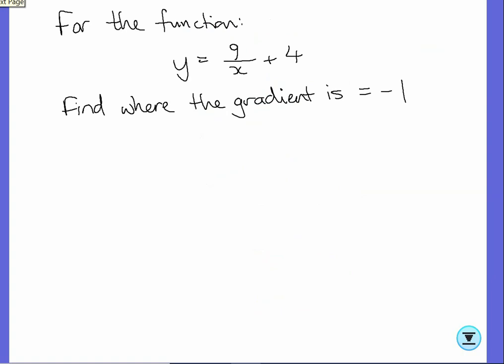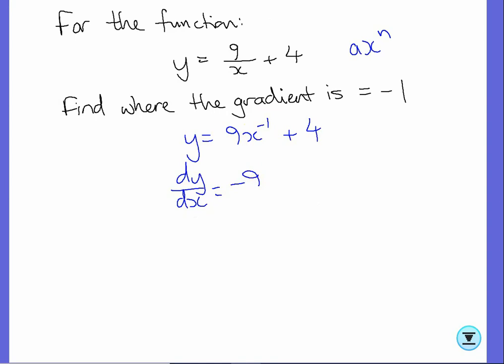So we have a function. It's not in the form x to the n, so we're going to have to change that. But this time we're finding where the gradient is minus 1. So we're trying to find the actual location. So y is equal to 9x to the minus 1 plus 4. That's a rewrite in the form ax to the n. Differentiate to find the gradient function. So we have minus 9 x to the minus 2, and that's gone.